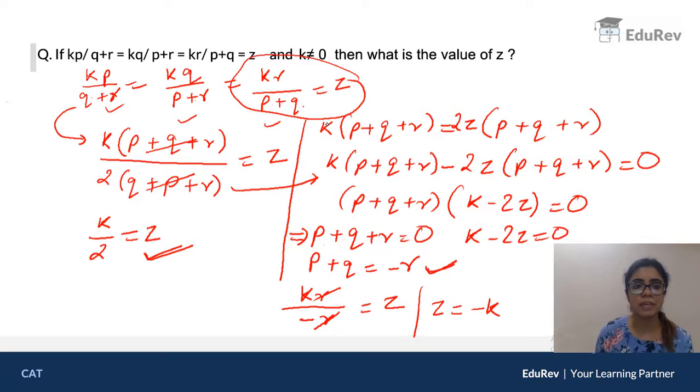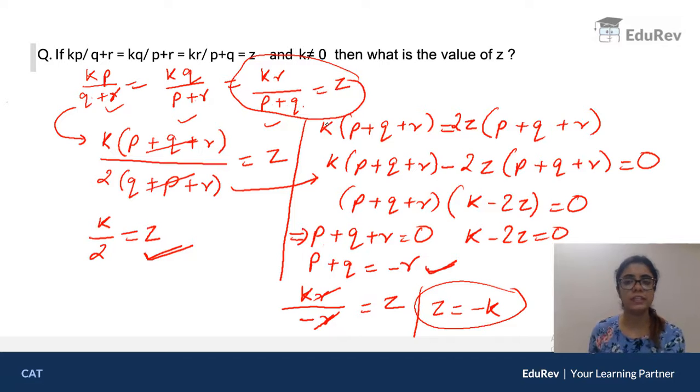So z can be k by 2, but it can also be minus k. So we end up forgetting this result. Make sure you don't miss out on this second part and obtain two values. So this is how you're going to solve this problem. Now let's have a look at the next problem.